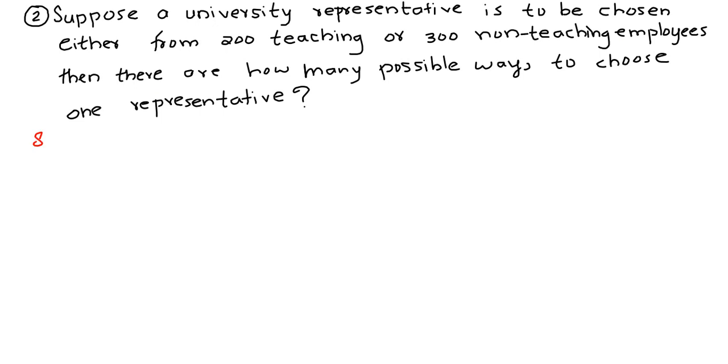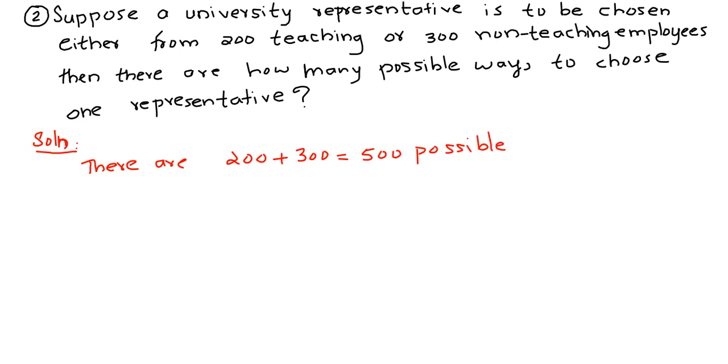How many possible ways? What is the answer? By the rule of sum, there are 200 plus 300, which is 500 possible ways. There are 500 choices, 500 possible ways to choose this representative.